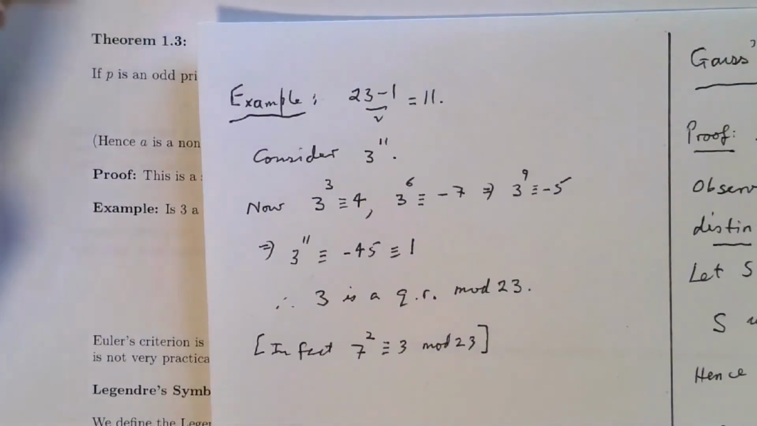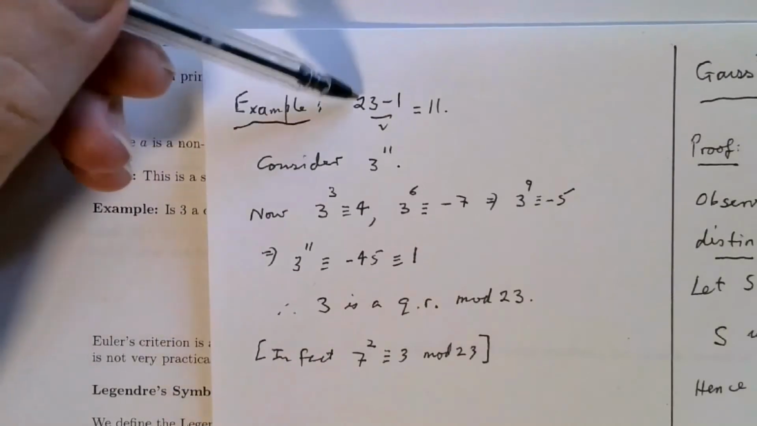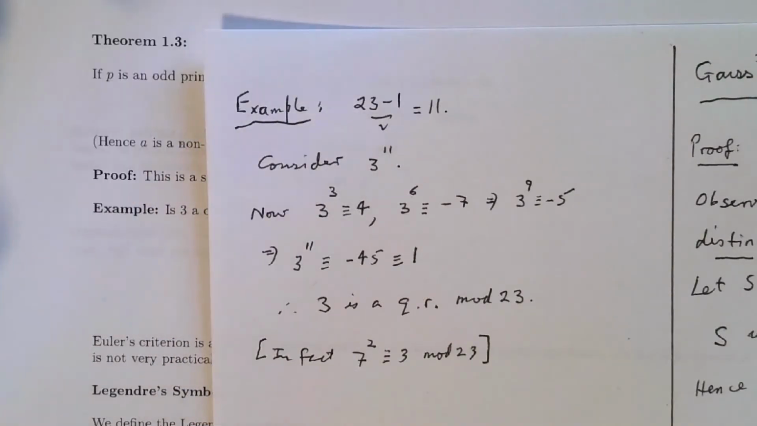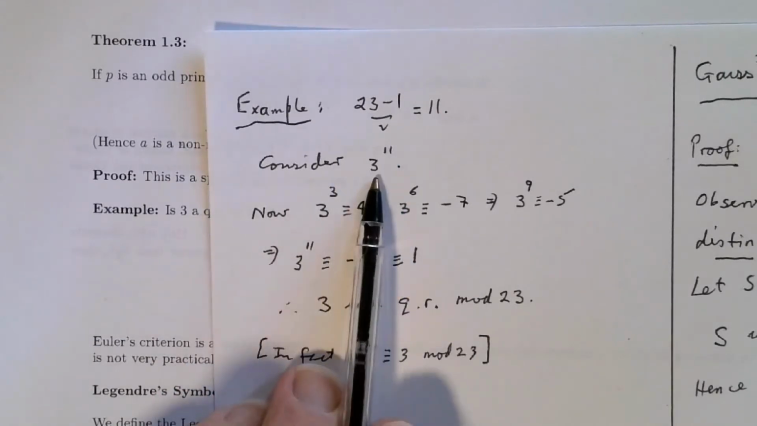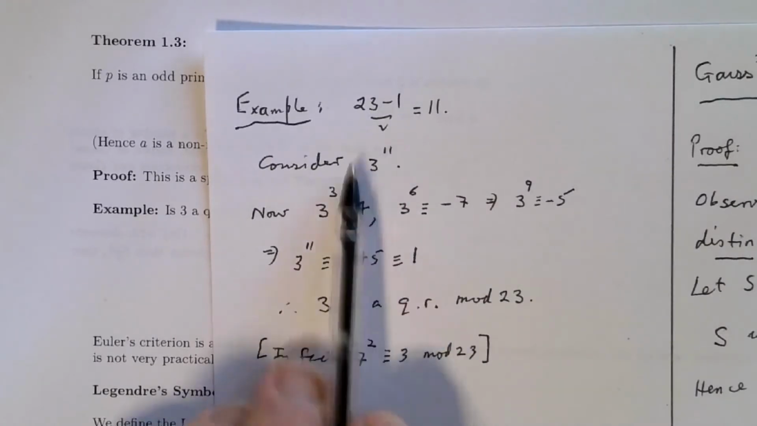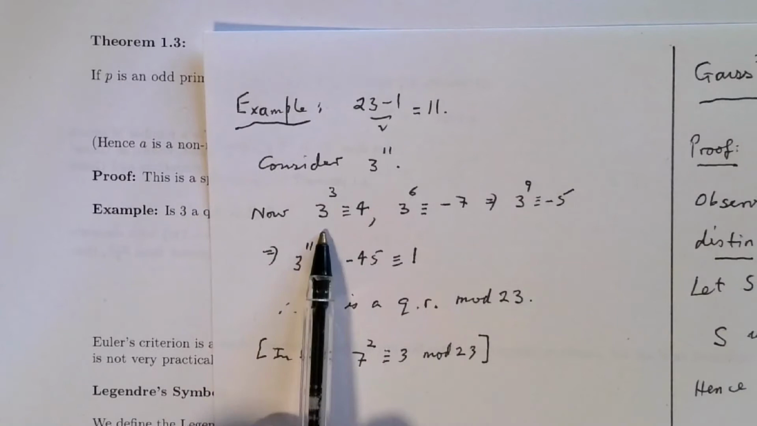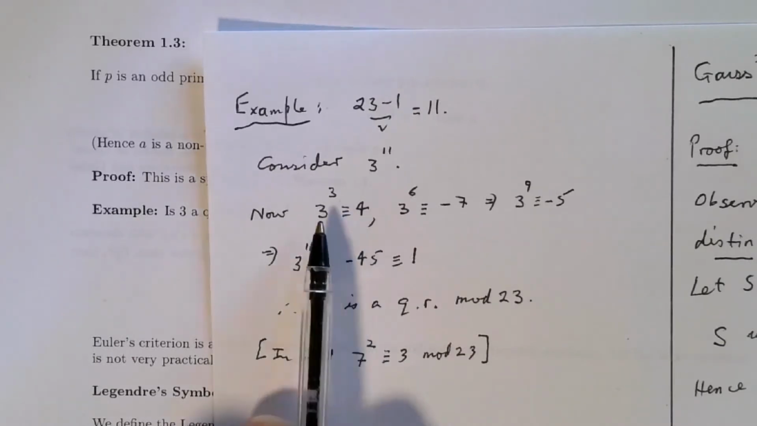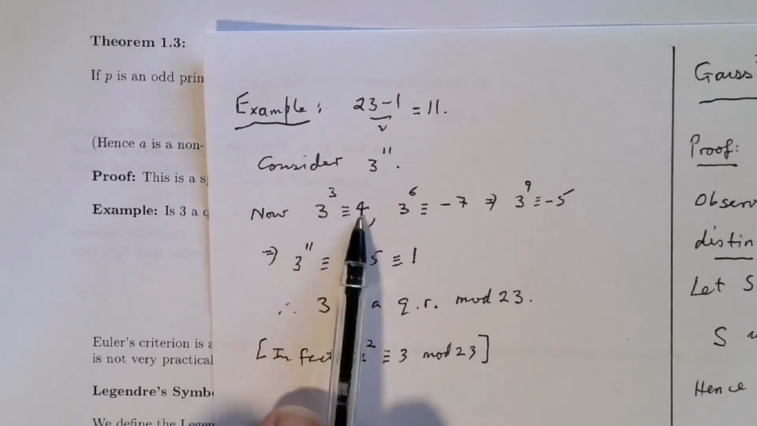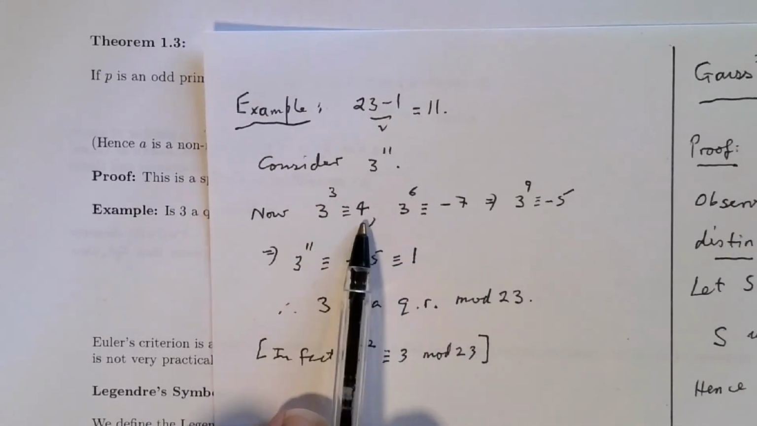To use Euler's criterion, we need (p−1)/2, which happens here to be 11. And to check whether 3 is a square, I just have to check 3^11 modulo 23. Well, you can just fiddle around. I fiddled around a bit here. I said 3 cubed is 27, which turns out to be 4 modulo 23, because 3 cubed is 27, which is 4 more than 23.